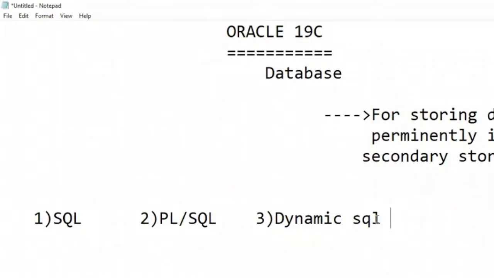Anybody having any doubts? Because so many doubts are there, and non-technical persons are there who do not know what is going on. Those persons may have doubts on this.